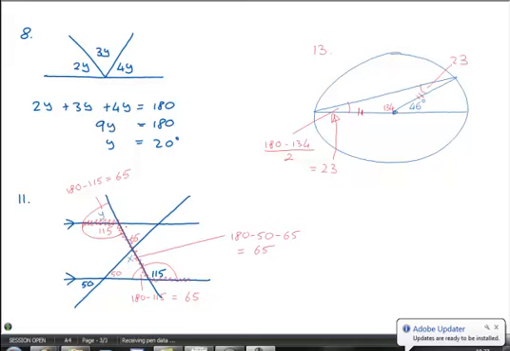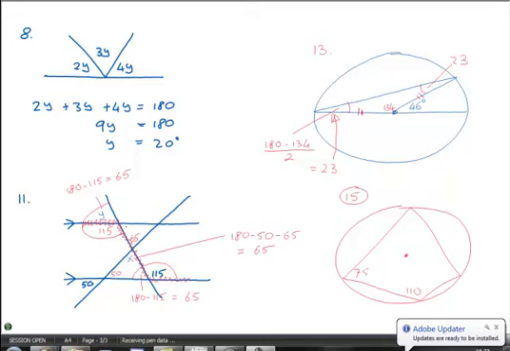Number 15. Again, circle. This is 75. This is 110. K is in the center. And you're asked to find the other angles.